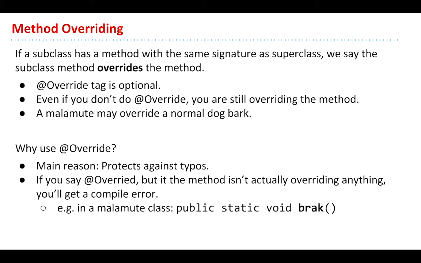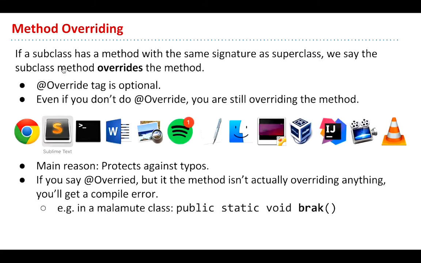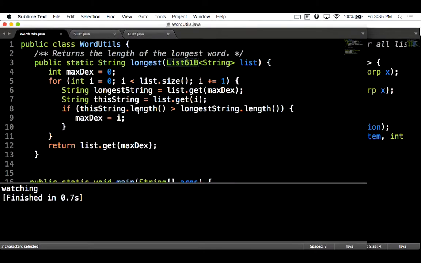Now, the override tag is actually totally optional. Even if you do not put override, you are still overriding. This is just a way of telling the compiler, hey, by the way, I'm overriding. Okay? And why is this useful? Well, it's because you want to make sure you're actually protecting against typos.